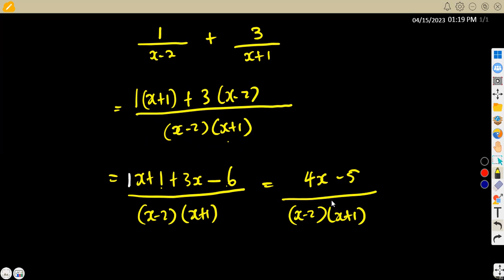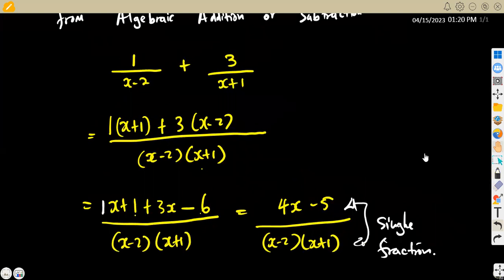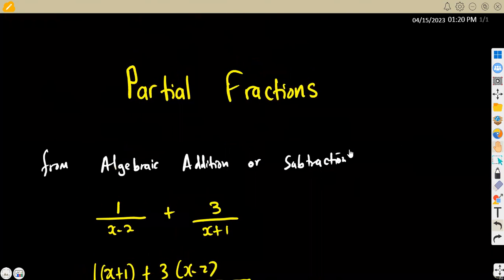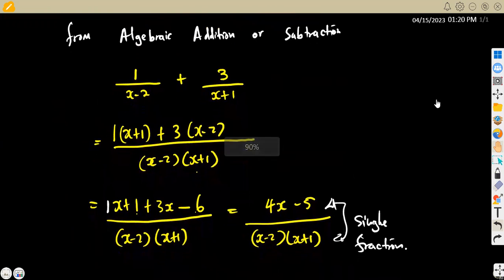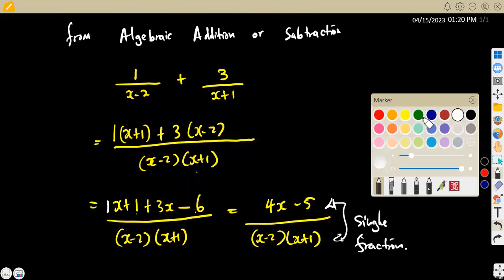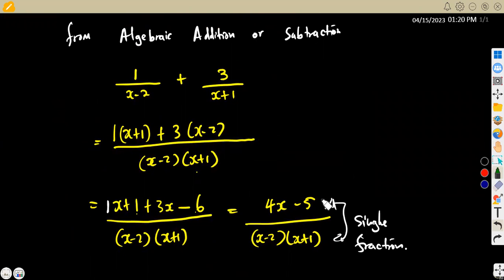So this fraction that we have simplified into is a single fraction. These are typical questions where you are asked to leave your answer as a single fraction. The partial fraction part is whereby we are now expanding this single fraction that we are given into the two fractions that we had before. So changing this fraction into this format is the partial fraction part.